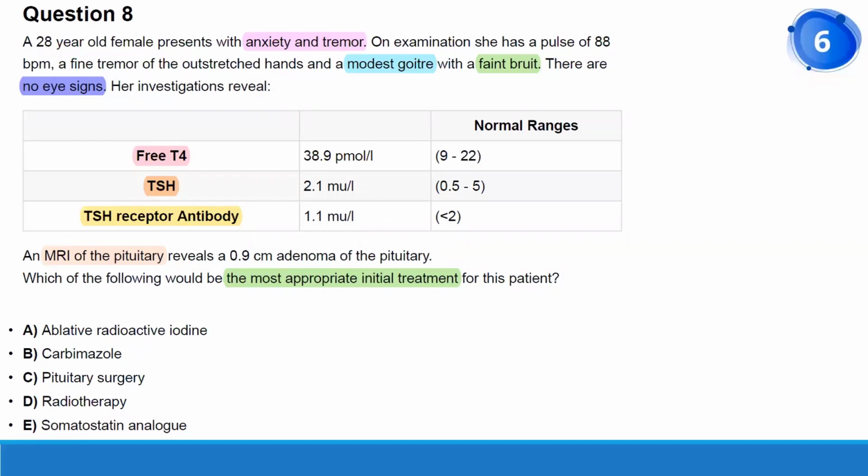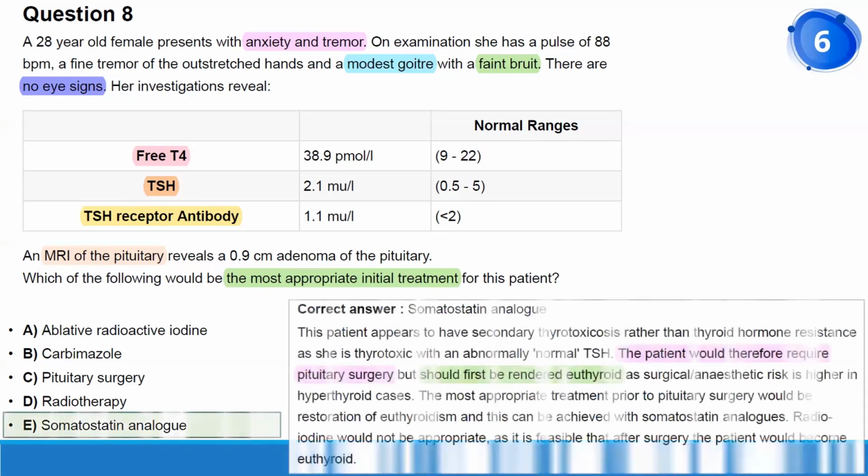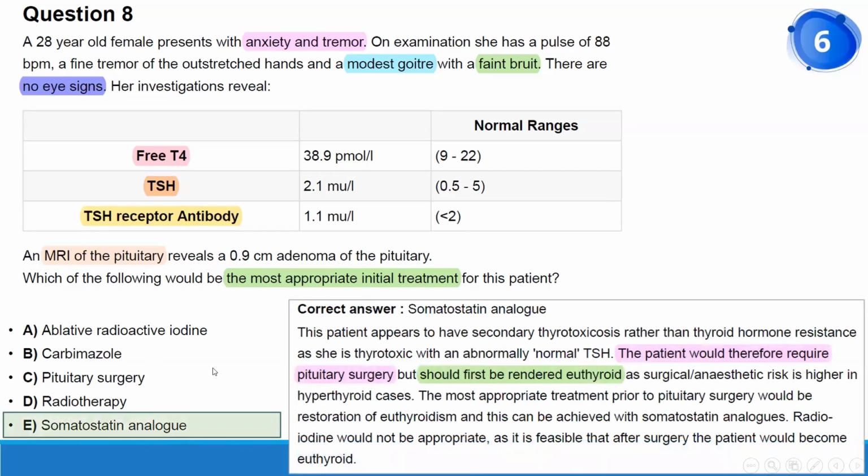Radiotherapy? Why radiotherapy? What is the diagnosis here? Somatostatin analog. This is a case of TSHoma, actually. Yes, microadenoma, so this is a TSHoma. So the best initial treatment modality is somatostatin analog. But the best ideal treatment is surgery. So somatostatin analog is the initial modality of treatment, but the best treatment is surgery. Okay.